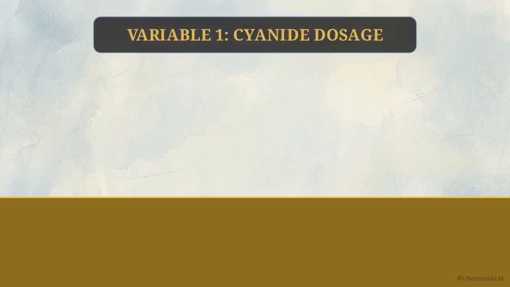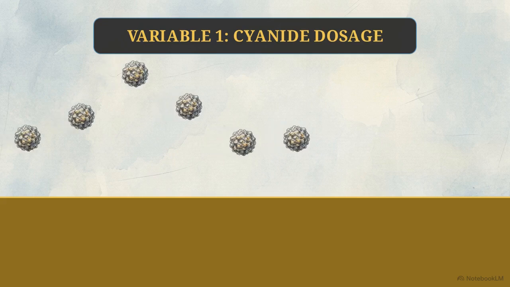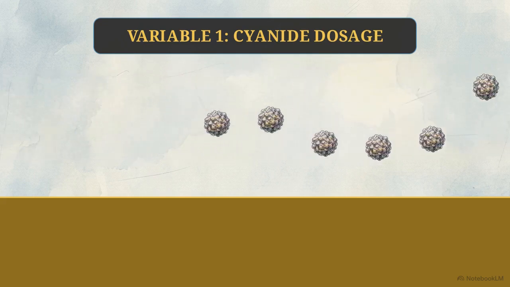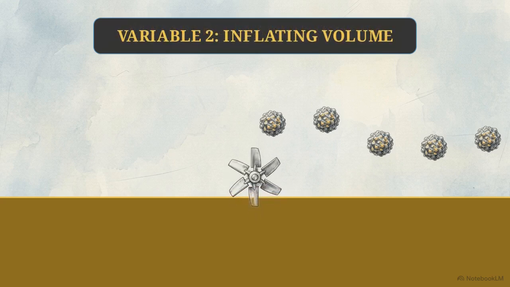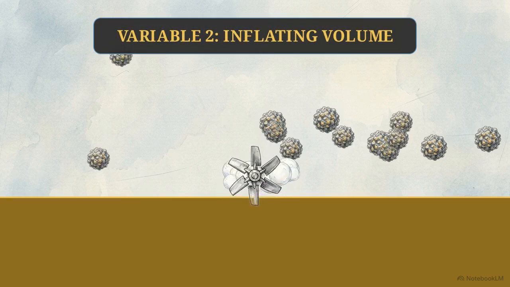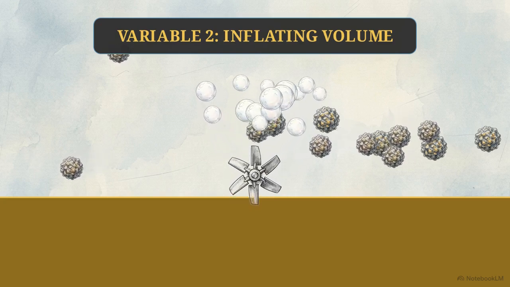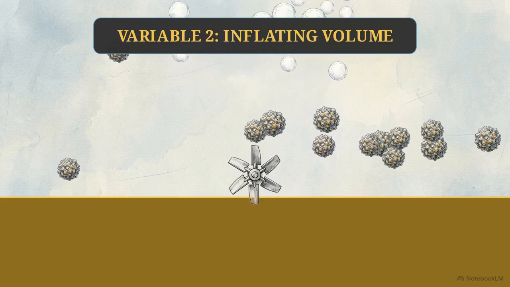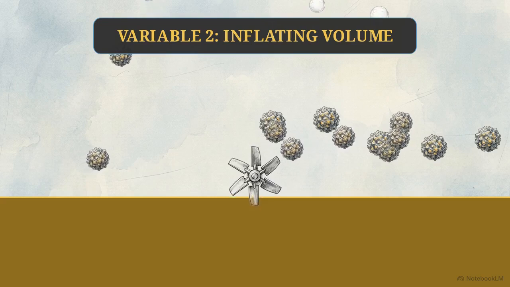This baseline chemical requirement dictates our first operational variable, cyanide dosage. To keep the reaction moving without stalling out, the pulp inside the tanks must maintain a continuous, highly specific concentration of unbonded cyanogen. It also defines our second variable, inflating volume. Since the presence of oxygen directly determines gold solubility, the plant must use mechanical agitation or direct air inflation to constantly force high volumes of oxygen into the pulp.